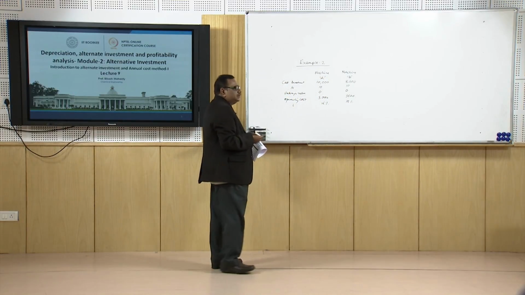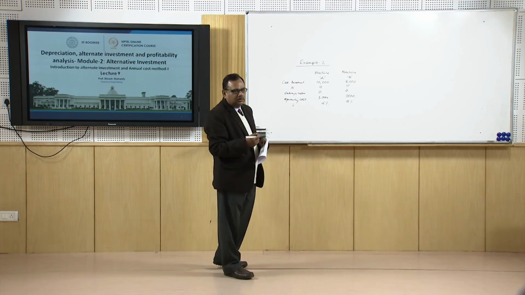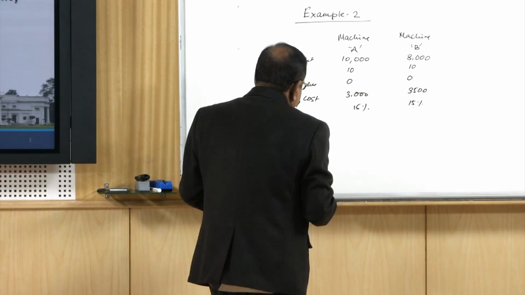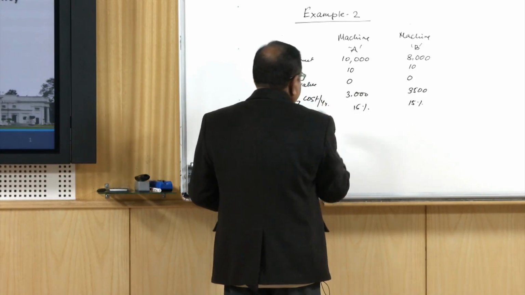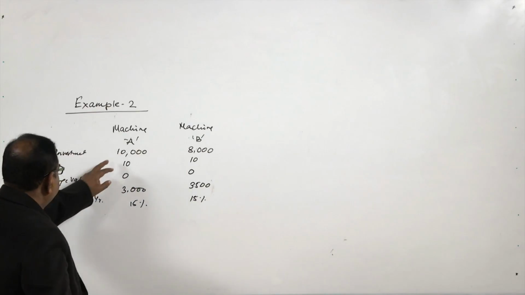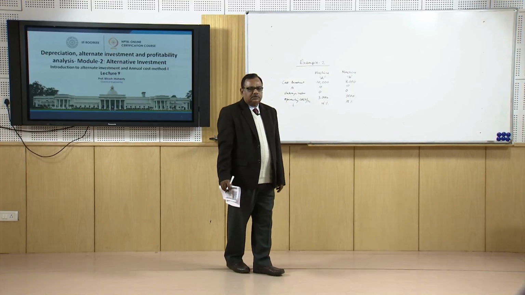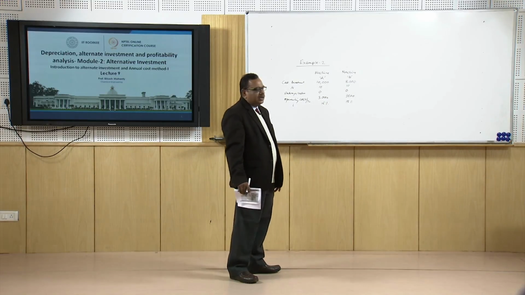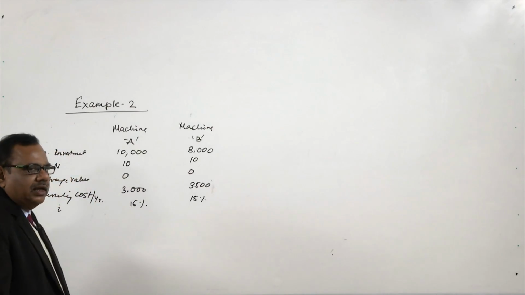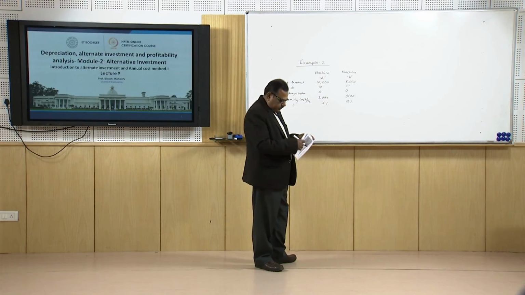Now, you have to select machine A or machine B based on the annual cost method. So, basically this cost is per year and this cost is for 10 years. So, I have to convert this cost into per year cost using annual cost method, and then I can add this with this to find out the total annual cost, and based on the annual cost I will take a decision. Now, let us see.